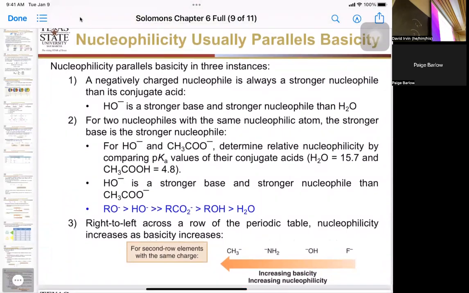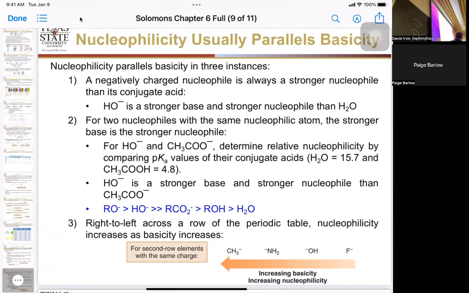Negatively charged nucleophiles are usually stronger than neutral nucleophiles. Makes sense? Electrons, you want to use them. OH minus is a stronger base than water. For nucleophiles with the same nucleophilic atom, they are measured by their basic strength. Which one is the stronger base? If we look at water and acetic acid, which are the conjugate acids here, water is a weaker acid than this. That makes it a stronger base, so this is a stronger nucleophile. The hydroxide is a stronger nucleophile than the acetate. Because it was the weaker acid, it's the stronger base, it's the stronger nucleophile.